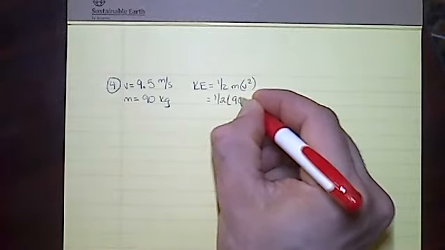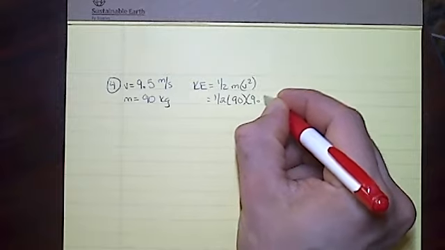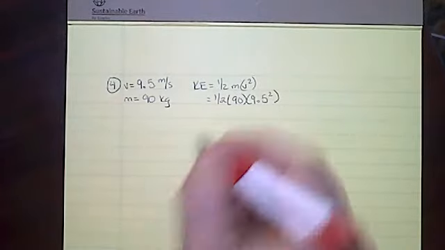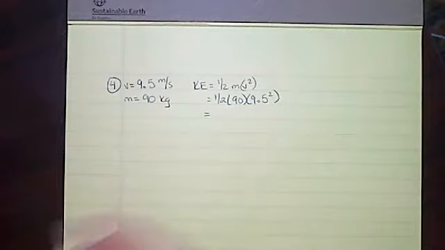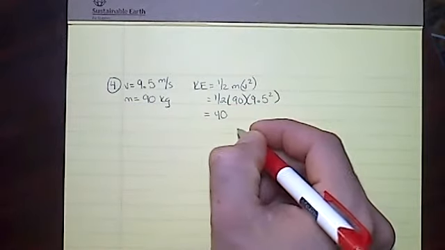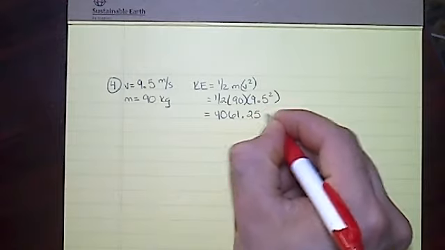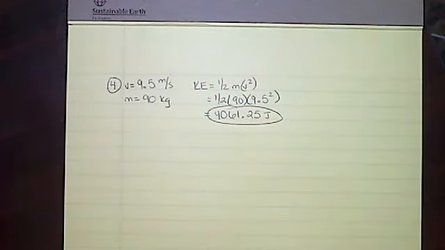1/2 times 90 times 9.5 squared. Remember to square this first. Okay, guys? And this will come out to be 4,061.25 joules. So that is our answer for the kinetic energy. But there is a second question to this, and the second question is that the rider coasts up the hill. Please find the height on the hill that the rider will reach.